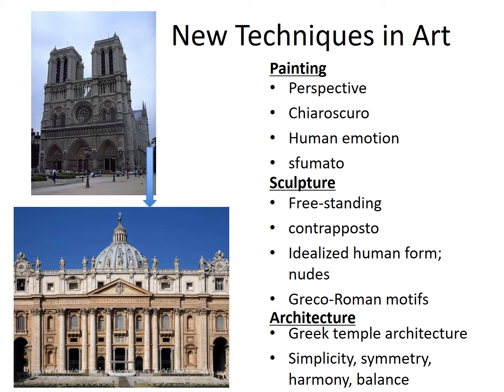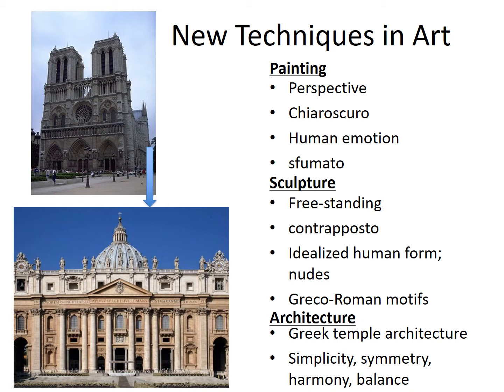Sculpture, of course, we see freestanding pieces again. The use of contrapposto, that pose, leaning on one leg to help balance the piece. They got that from the ancients as well, copying the ancient Greek statues. Idealizing the human form, focusing on the nude body as well, something that came from the ancient world that we see revisited in the Renaissance.